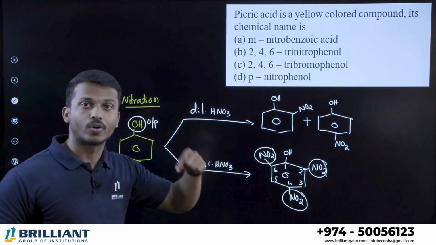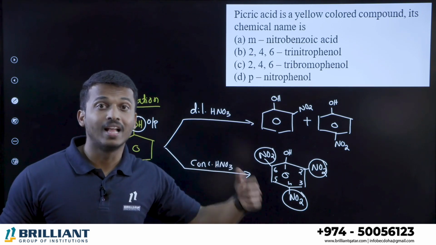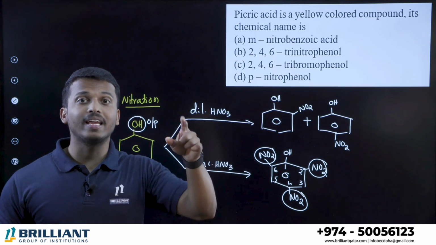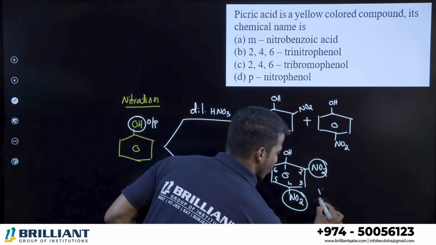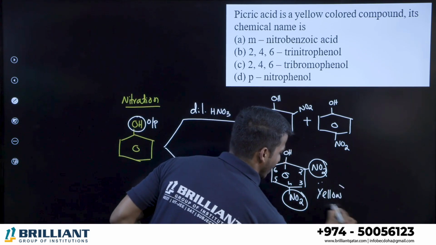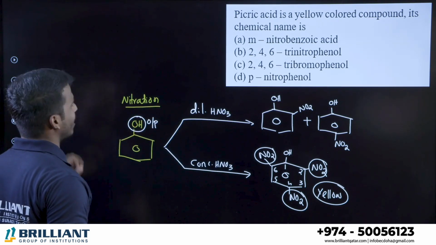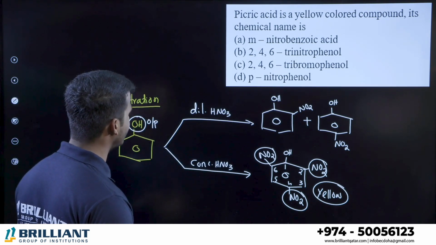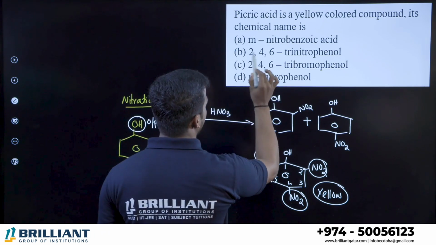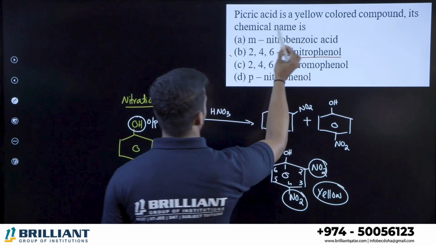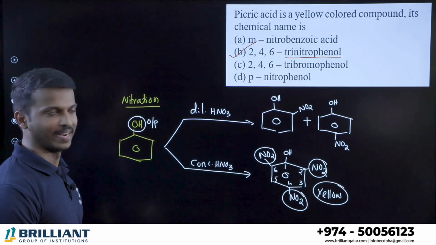Trinitrophenol. 2,4,6 trinitrophenol. That is also known as what? Picric acid. It's a yellow colored substance, correct? Picric acid is a yellow colored compound. So what is your answer? 2,4,6 trinitrophenol. Option B is the correct answer.